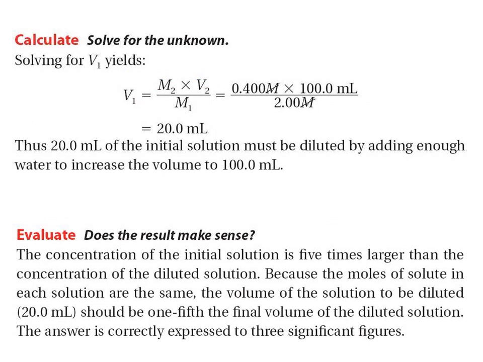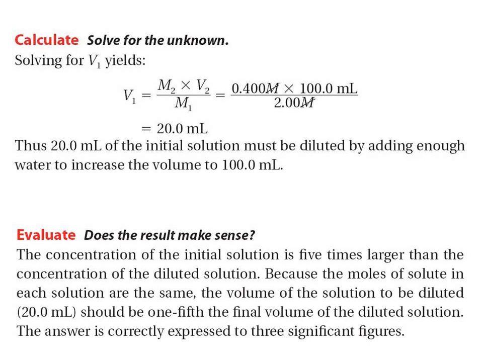So, solving for V1 would equal M2 times V2 divided by M1. So, 0.4 molar times 100 ml divided by the 2 molar would yield 20 ml. So, ito yung pinrepare ng student dun sa previous slide natin. Tama ba na 20 ml yung kinuha niya from the concentrated solution? Di ba nagpipet siya ng 20 ml kanina? So, na-compute natin na tama naman yung ginawa niya and yung method ng preparation na ginawa niya sa dilution.